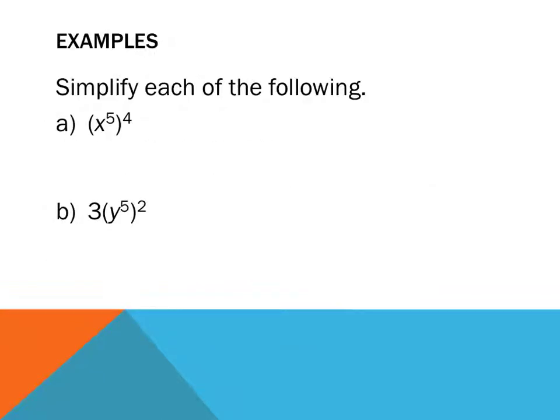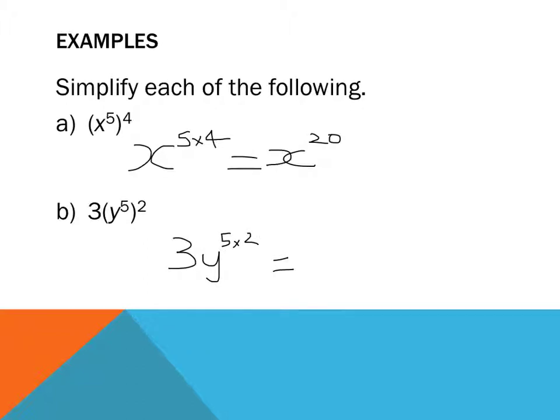So x to the power of 5 brackets to the power of 4 is the same as saying x to the power of 5 times 4, which would get me x to the power of 20. This one here, okay, the 3 is on the outside of the bracket, so my 3 stays the same. This to the power of 2 indice only applies to what's in my brackets. That indice belongs to what's inside the brackets, okay? So y to the power of 5 to the power of 2 is the same as saying y to the power of 5 times 2, which gives me my answer of 3y to the power of 10. So it's important to note in this example that that indice here only belongs to what's in that bracket. It doesn't belong to the 3, so the 3 stays the same.